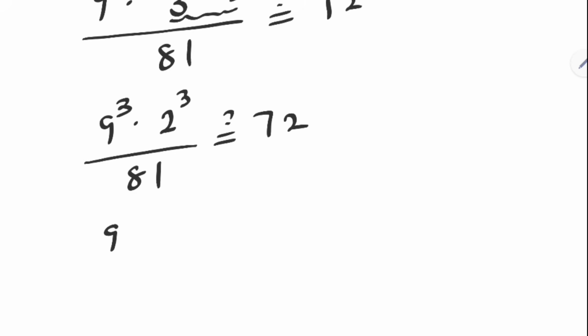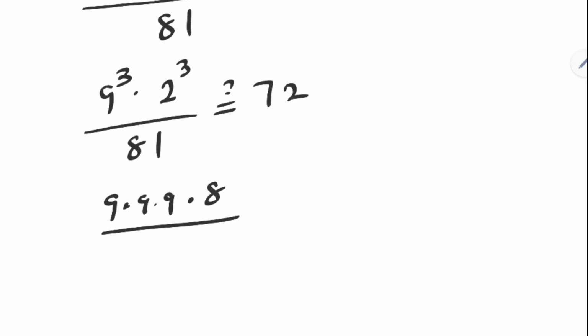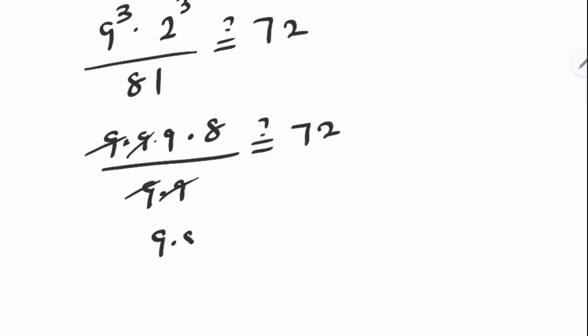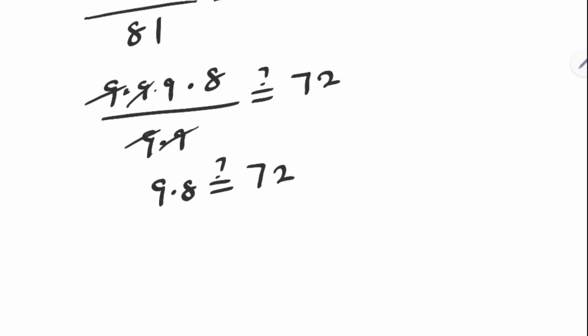Now this is 9 raised to power 3, which is 9 times 9 multiplied by 9, multiplied by 2 raised to power 3, which is 8, divided by 81, which is 9 multiplied by 9, must be equal to 72. This cancels this and this cancels this. We have 9 multiplied by 8 must be equal to 72, and of course 9 multiplied by 8 is 72, so 72 is equal to 72, which is true.